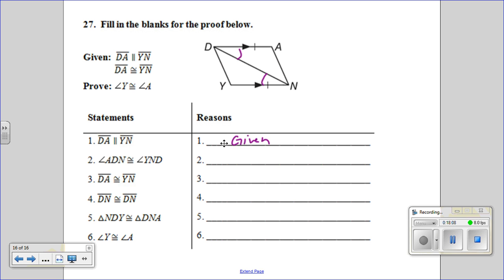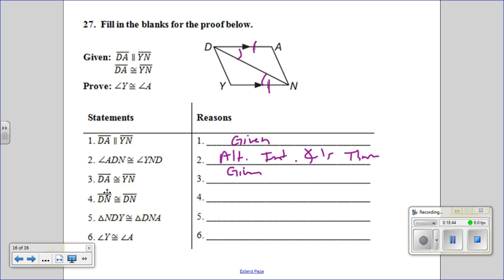So since those two lines are parallel, those angles are going to be congruent because they are alternate interior angles. So because those two lines are parallel, the alternate interior angles are congruent. Then it tells us that segment DA is congruent to segment YN. That was also part of the given information. So let's label that on our picture, which it already is by the tick mark.